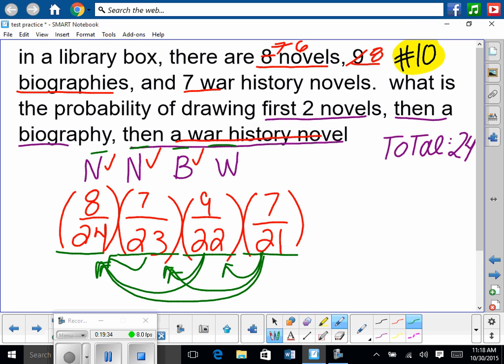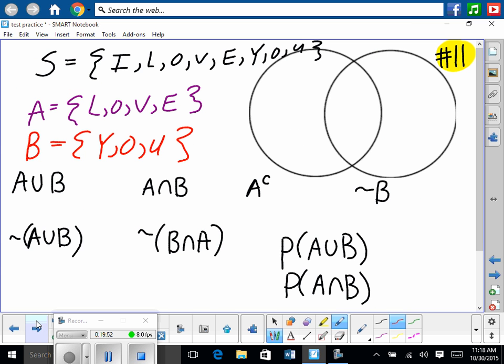And if you do that, you get 0.0138. And so you move it 2 decimal places, and that would be 1.38. And it says to round to the nearest whole percent, so we would round to 1%.